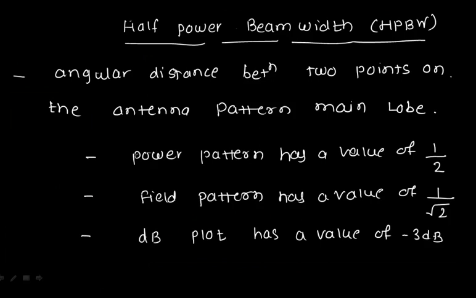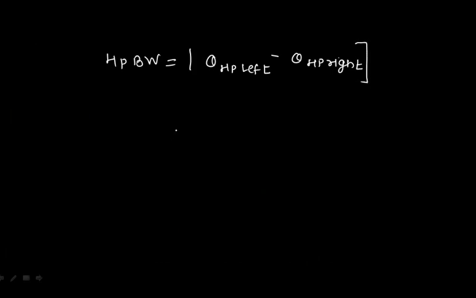If I want to denote this half power beamwidth, it will be theta HP left minus theta HP right. This is for the left and this is for the right. In different patterns you will have different values. If the pattern is a power pattern, half power at theta HP left and theta HP right. If field pattern, 1 by root 2. If dB, minus 3 dB down. So this is all about the half power beamwidth.